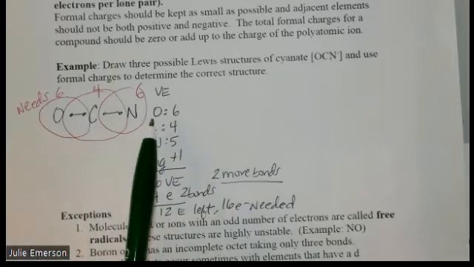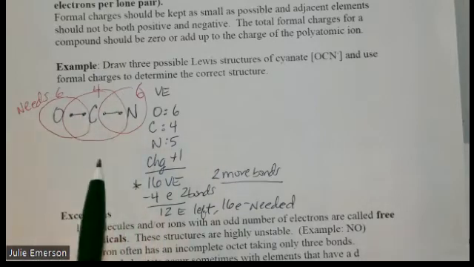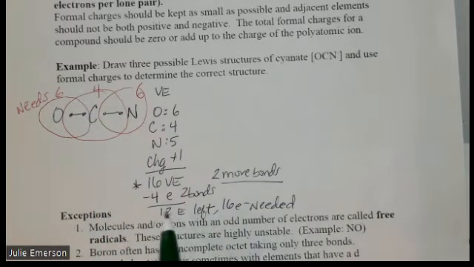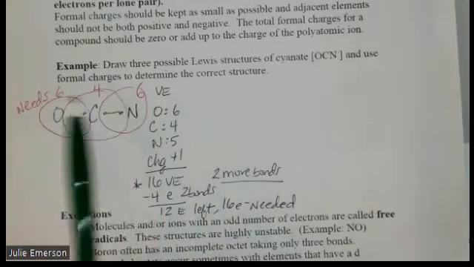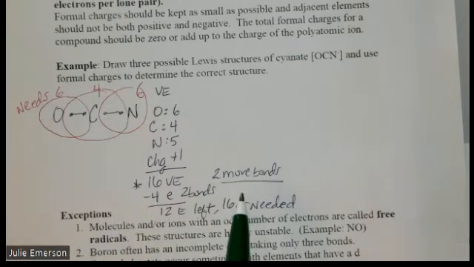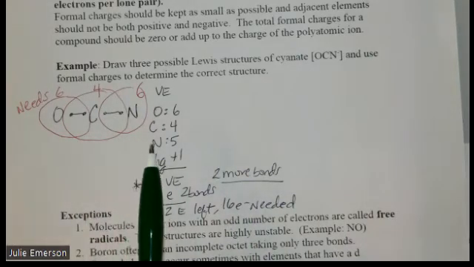Both the oxygen and nitrogen have 2. They need 6 more to get to 8. Carbon has 4, needs 4 more to get to 8. So when we went through our count of electrons, we saw 12 electrons left over. I need 16 to make everybody happy. I'm 4 electrons short, so I need to do 2 more bonds.